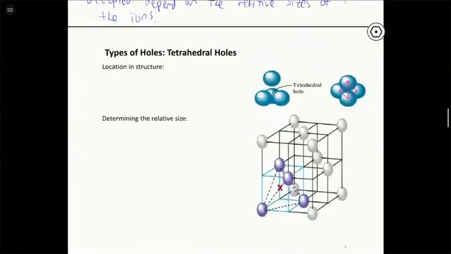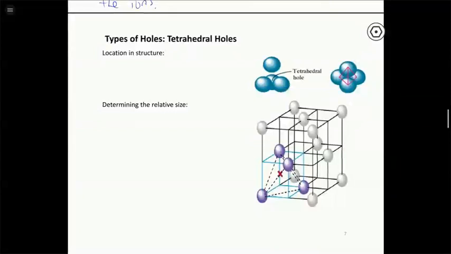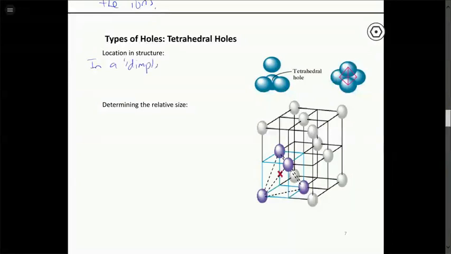So the first type is called a tetrahedral hole. And these holes exist in a cubic close-packed layer. Remember that when we form these close-packed structures, we take a layer of atoms and then we place them staggered relative to another layer of atoms. So you have this little dimple here. In the center of this is what's called the tetrahedral hole. So this little gap between the two layers is called the tetrahedral hole. So it's in a dimple of a cubic close-packed structure.